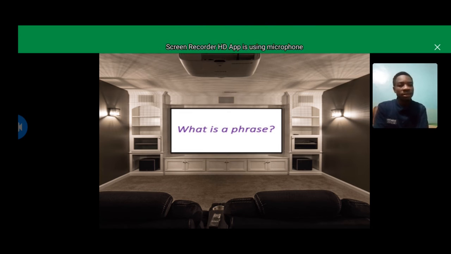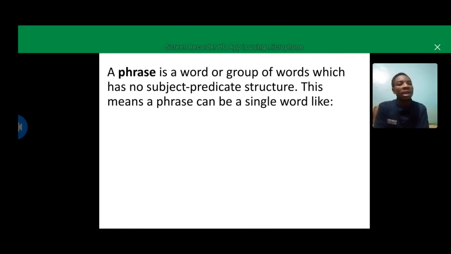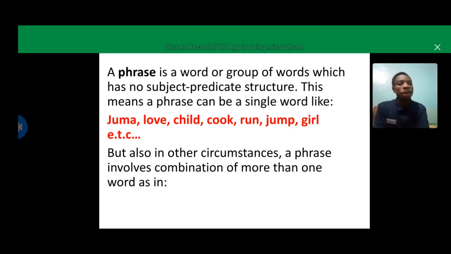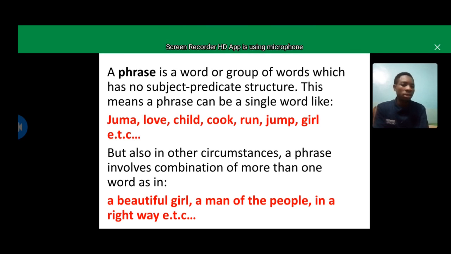Now, what is a phrase? I know it may be a very challenging question for you to define a phrase, but let's now talk about it. A phrase is a word or group of words which has no subject-predicate structure. This means a phrase can be a single word like Juma, love, child, cook, run, jump, girl, etc. But also in other circumstances, a phrase involves a combination of more than one word, as in a beautiful girl, a man of the people, in a right way, etc.